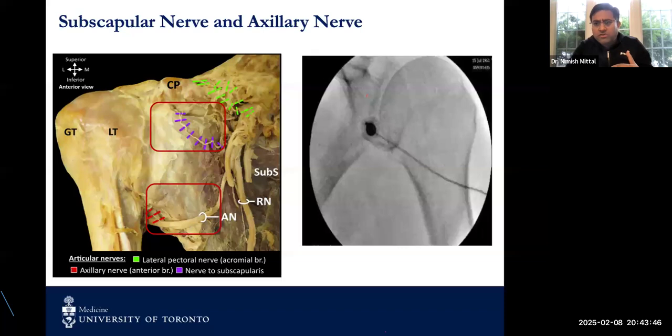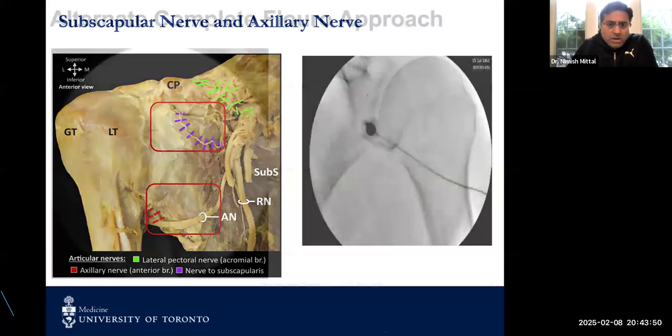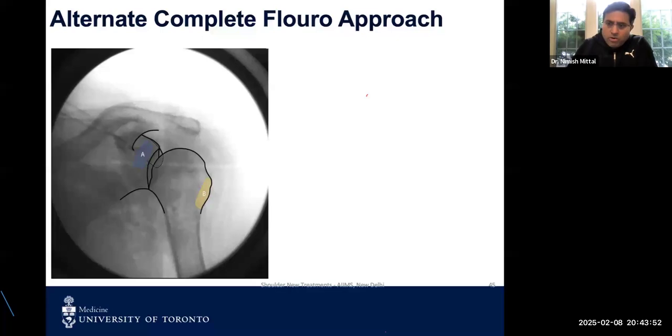We can also sometimes do a strip lesion if we need, but this is the approach that we use. Now, there's also a complete fluoro approach that has been advised by Max Ackman and Amit Nagpal and their group. What they do in that is this patient lying on the posterior approach. First, they're doing the suprascapular nerve and the axillary nerve.